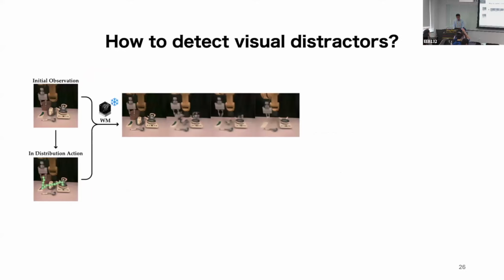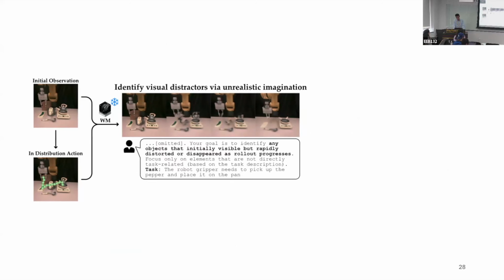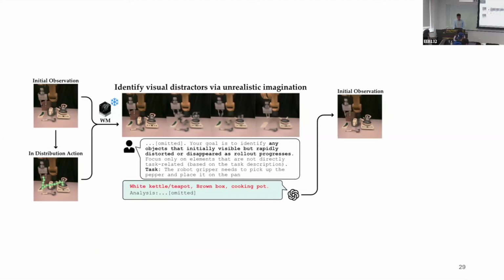So given an initial observation and an action sequence, now the question is, how can we detect the visual distractors? Our key insight, and actually that's based on our observations, is that visual distractors underrepresented in the training distribution often tend to exhibit physically implausible behavior in the world model rollouts. In these cases, we can leverage a VLM to identify such distractors by visual reasoning, and the VLM will flag those objects that are distorted dramatically.